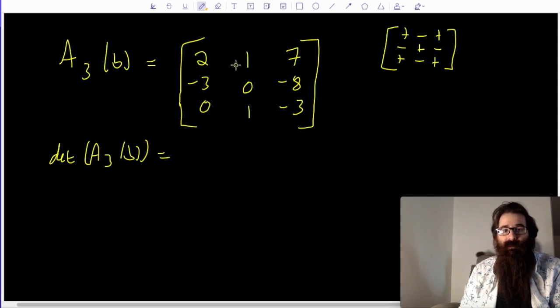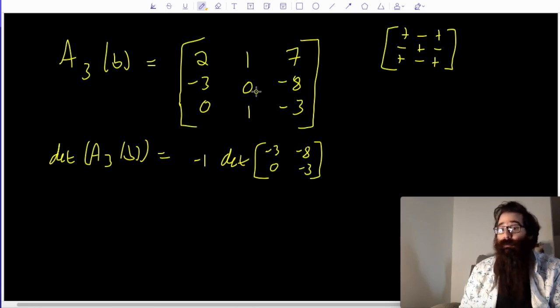When I bring out this, so I'm down this second column, 1, 0, 1. I'm going to skip over the 0 though, because it's not going to stick around for very long. When I bring out this 1, I have to flip its sign. So that's negative 1 times the determinant of the 2 by 2 matrix that I get when I remove that entry's row and column. So that's negative 3, negative 8, 0, negative 3. Skipping over the 0, though I wouldn't flip its sign, but it's signless.